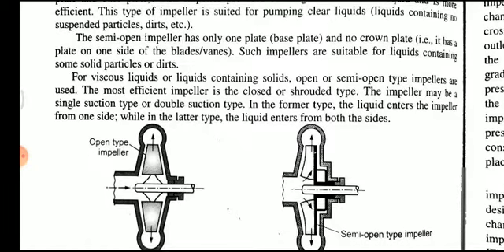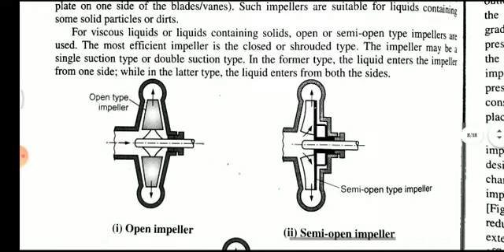The semi-open impeller has one plate: a blade, a base plate, and no crown plate. The plate is available on one side of the blades. For viscous liquid or liquid containing solids, open or semi-open type impellers are used, and the most efficient impeller is the closed or shrouded type. This is the most efficient and widely used.